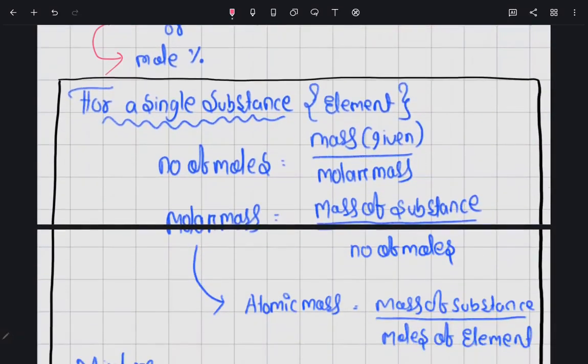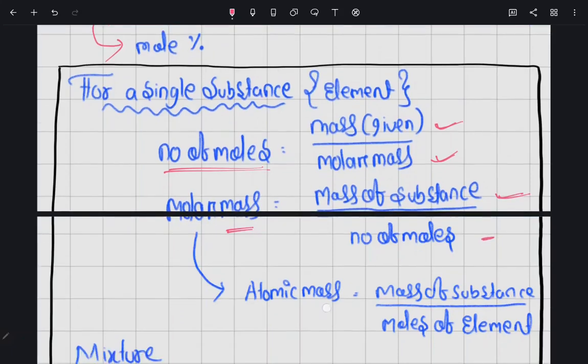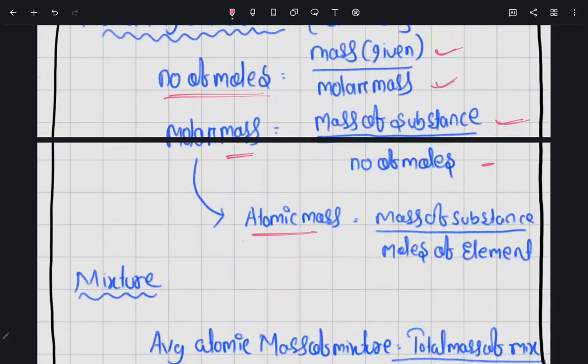For a single substance, the formula for number of moles, which we have read in previous classes, is given mass divided by molar mass. If you want molar mass, what will you do? Mass of the substance divided by number of moles, isn't it? So if they talk about atomic mass, what will you do? Mass of the substance divided by moles of the element.